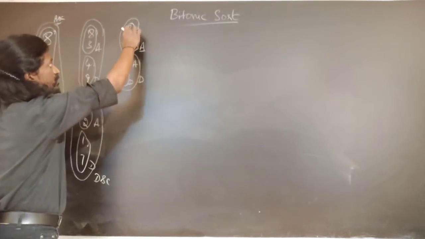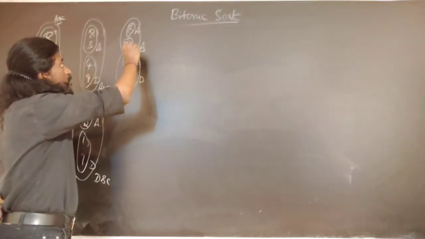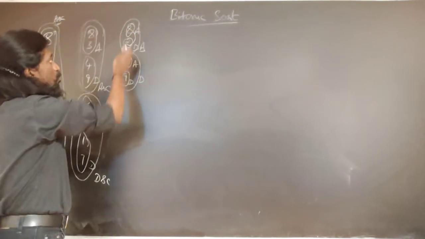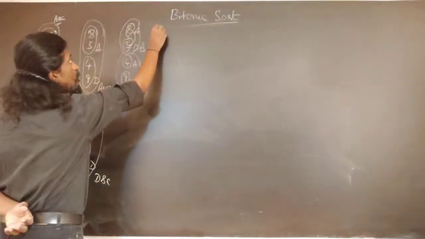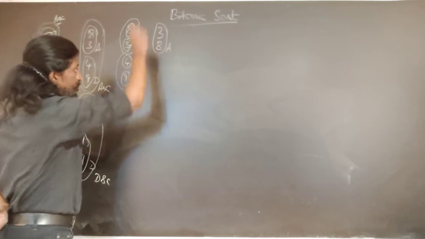So here we require the subarray of these 2 elements to be in ascending order. So what we do is, we will compare these 2 elements 8 and 3, and we see that they are out of order. 3 is a smaller element and is present after 8. So therefore we swap and they will be in ascending order.